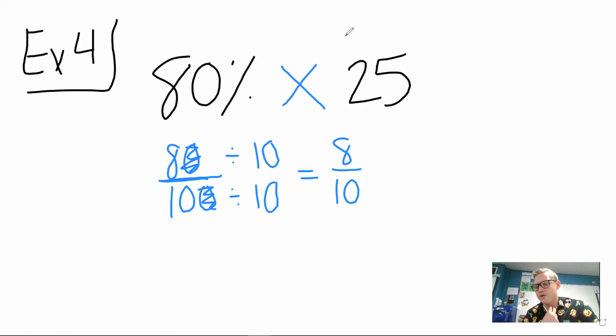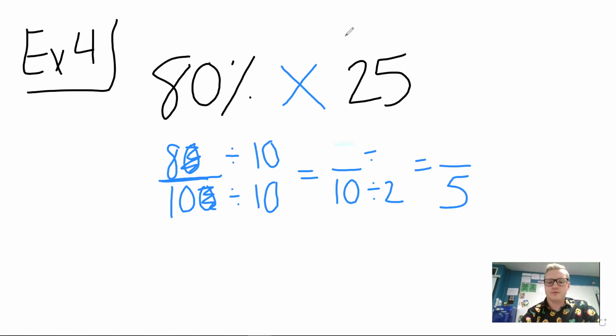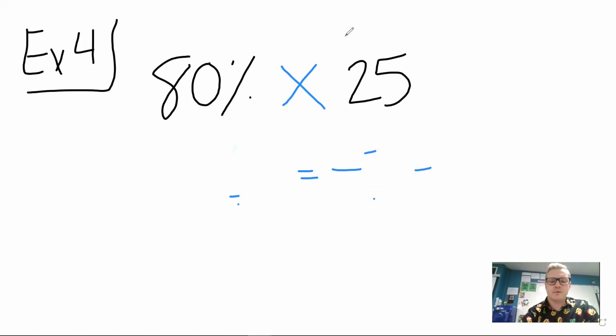Now, am I done? No. Both 8 and 10 are both even numbers, so let's divide both those by 2. I have 8 divided by 2, which is 4. 10 divided by 2, which is 5. So I have 4/5. I turn that 80% into a fraction. All right, so I'm going to erase some of this here. 4/5. So let's write my 4/5 right below that 80%.